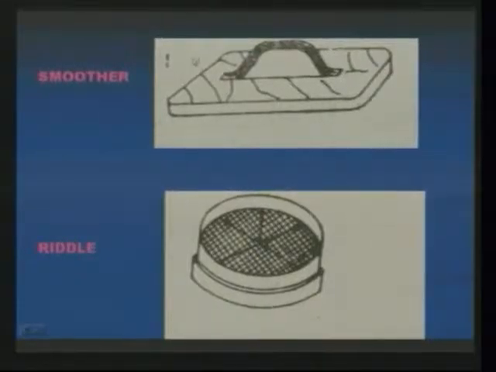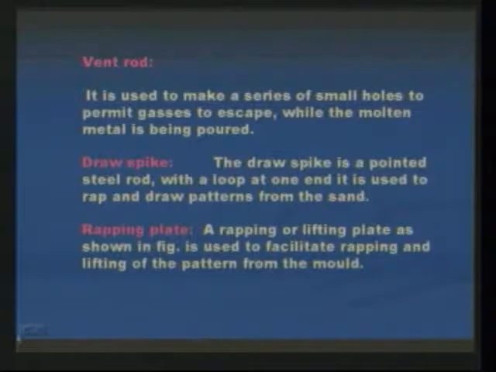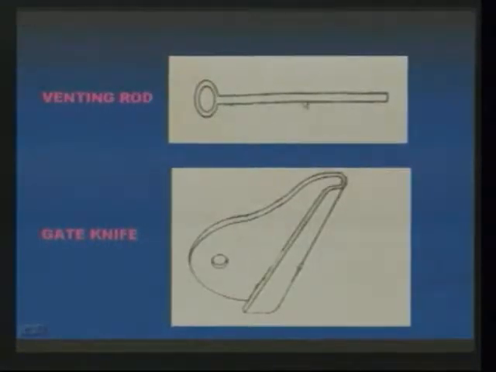The smoother is a softening plate which is used for smoothening the top surface of the mold patterns. Next one is the riddle. The riddle is just like a sieve, which is used for removing any unwanted impurities present in the sand. Next one is the vent rod. It is used to make a series of small holes to permit gases to escape. This vent rod is as shown in the figure. After preparing a complete mold cavity, in and around the surface of the mold cavity, we will make some holes with the help of the vent rod.